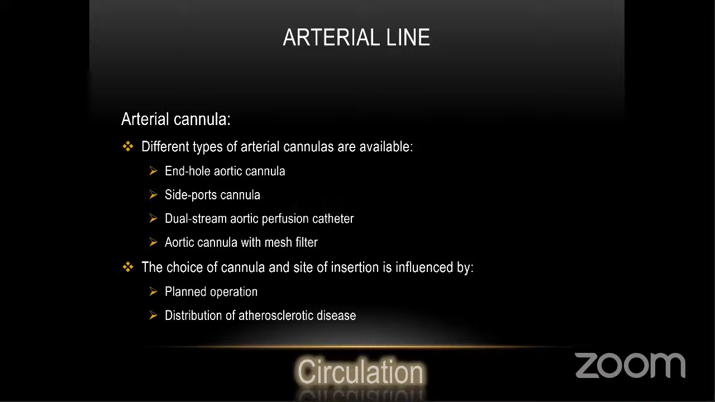There are different types of arterial cannulas. The first is the end-hole aortic cannula, then the side port cannula, and the dual-stream aortic perfusion catheter. The fourth one is the aortic cannula with mesh filter. Choosing the cannula and site of insertion is influenced by the planned operation itself and the distribution of atherosclerotic disease.